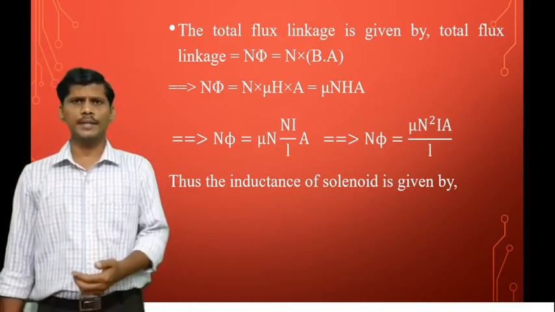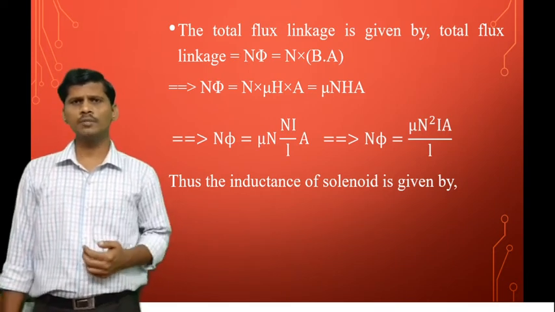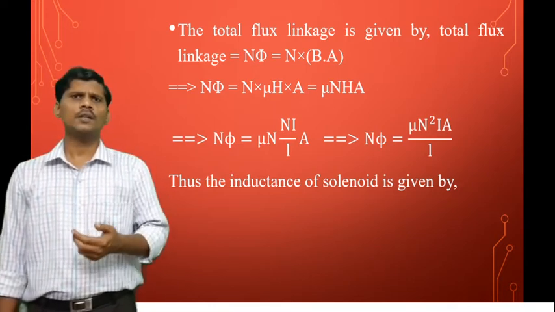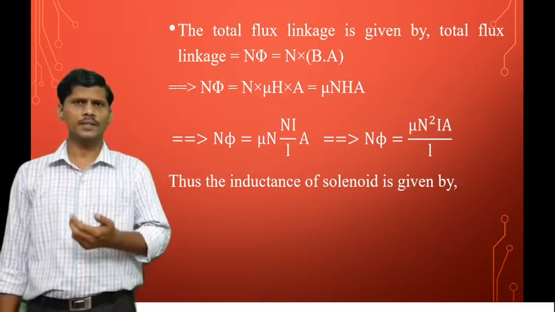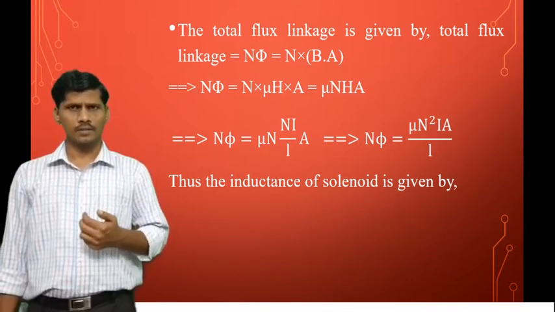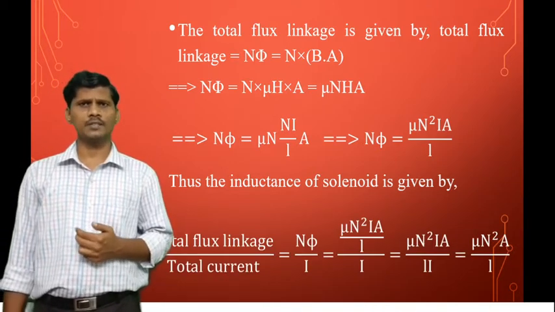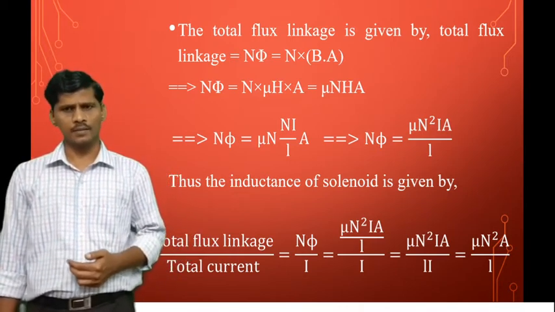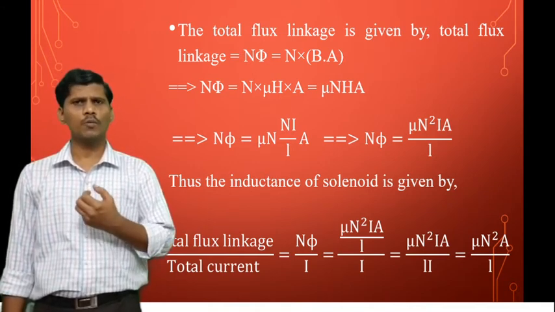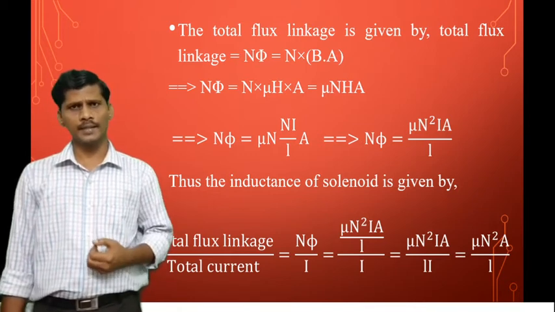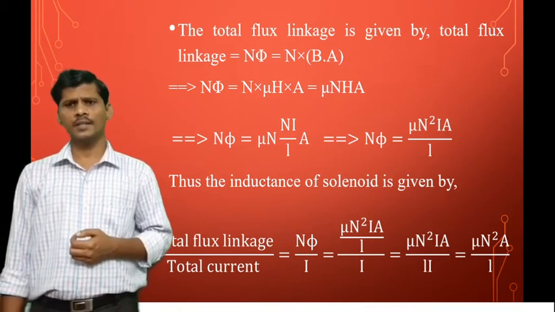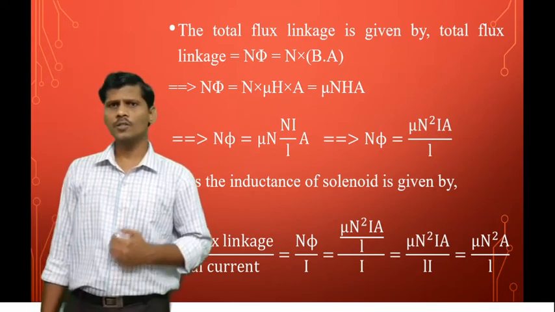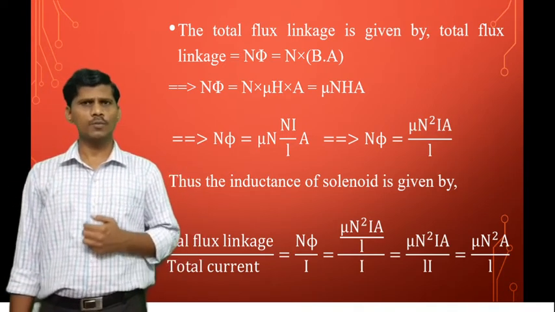Next, calculate the inductance of a solenoid. Inductance is also called self-inductance. The definition of inductance is the ratio of total flux linkage to the current produced by that coil, so L is equal to N phi by I. The total flux linkage of the solenoid is mu N squared I A by l, divided by I. The current I cancels in numerator and denominator, and the remaining expression is mu N squared A by l. So this is the equation of the inductance of a solenoid.